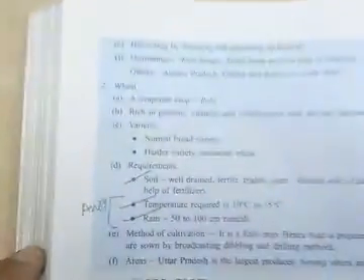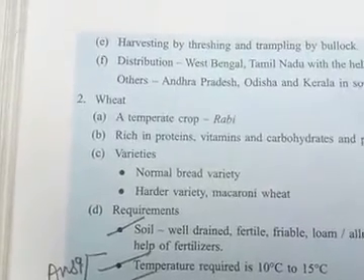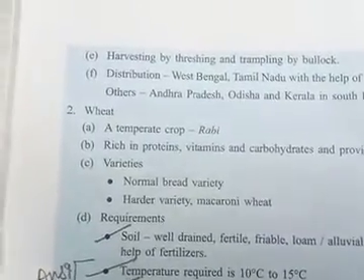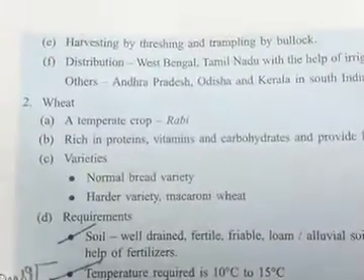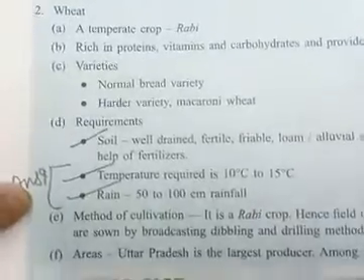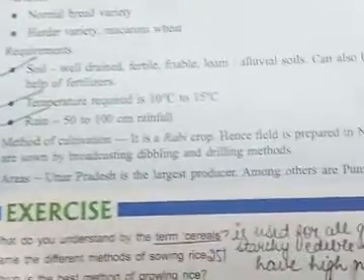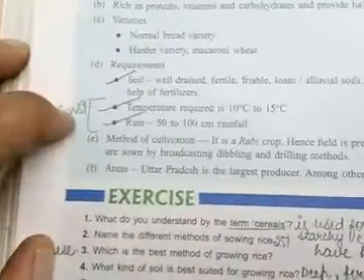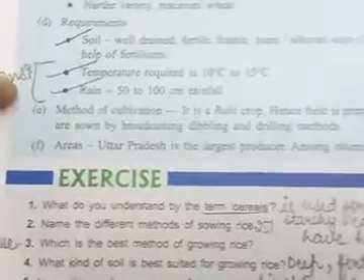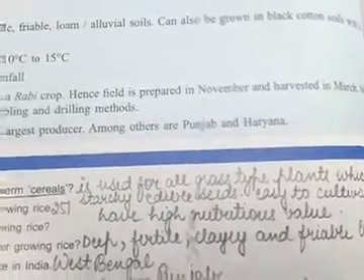See over there, wheat is a temperate crop. It's called a rabi crop, rich in protein and vitamins. Varieties are normal bred and harder variety. The requirements are soil, temperature, rain, and method of cultivation. It is a rabi crop, hence the field is prepared in November. Areas like Uttar Pradesh are the largest producer, among others are Punjab and Haryana. So this is what the lesson is all about.